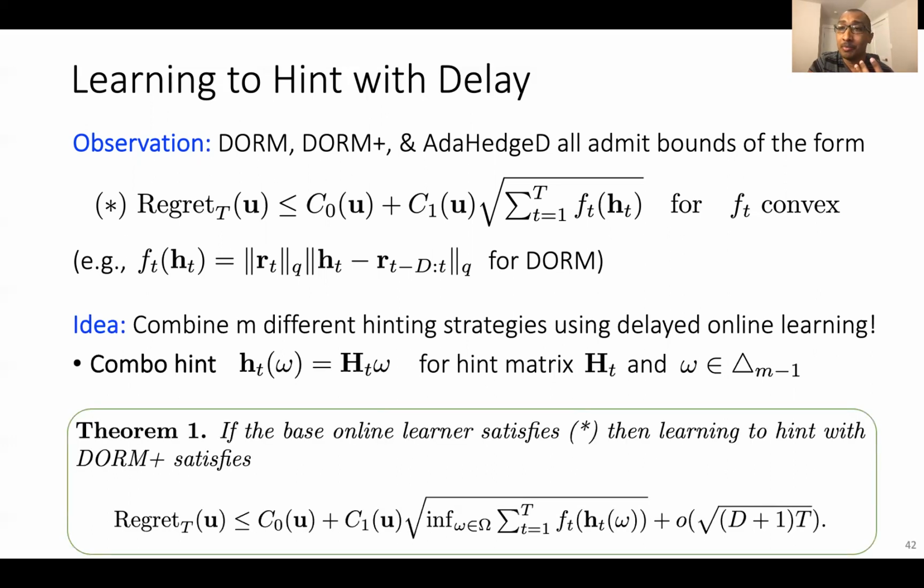It turns out this can work. If your base online learner satisfies this regret bound property, then learning to hint offers the following regret bound, which says that your regret is nearly as good as the best constant hinting combination in retrospect. So it can perform at least as well as the best hinting strategy and even the best combination of hinting strategies in retrospect.